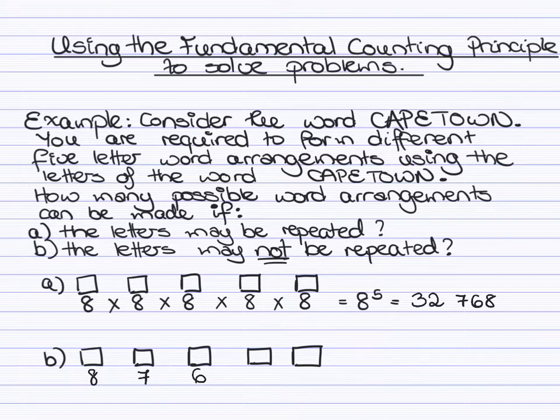You've used 3 letters. In the fourth block, you are therefore left with 5 letters to choose from. And for the last block, you have already used 4 letters. And from the 8 letters, you have 4 remaining to choose from. Now again, the fundamental counting principle requires us to multiply these together. So 8 times 7 times 6 times 5 times 4 simplifies to 6,720.